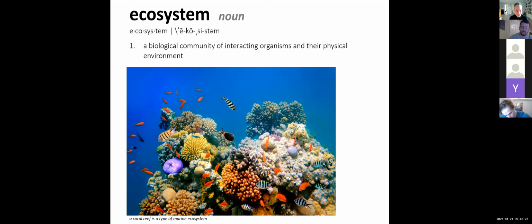Right, so here's an example of an ecosystem. What kind of ecosystem is this? Marine. Yes, marine, which is saltwater, right? So this is a coral reef ecosystem, and we have different varieties of fish, we have different varieties of coral, and all of those organisms living together in that physical environment makes up that coral reef ecosystem.